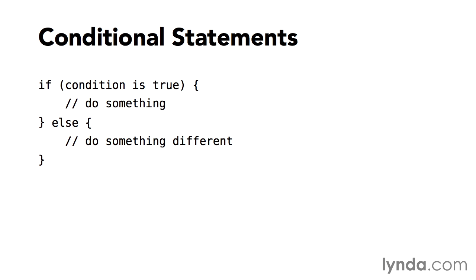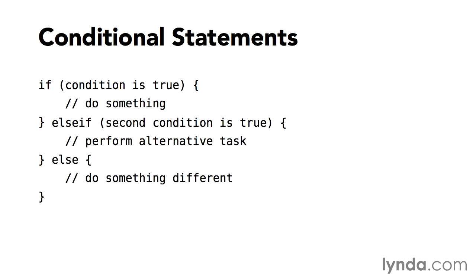But you're not limited to just two options. You can chain conditions like this using else if, which is normally written as one word. It still works if you add a space between else and if, but else if as a single keyword is more usual. When you chain conditions like this, only the first one that evaluates to true is executed. So if the first condition is false, but the second one is true, the code inside the second pair of curly braces is executed. But if both are true, only the first block is executed.